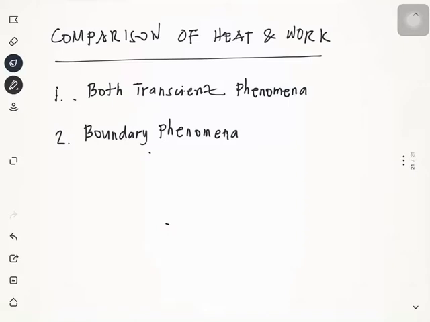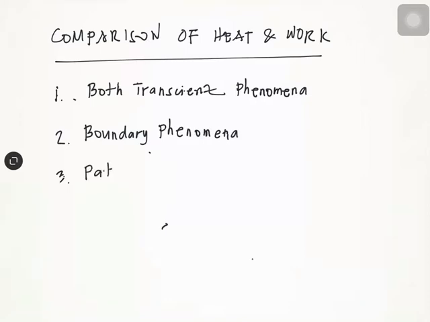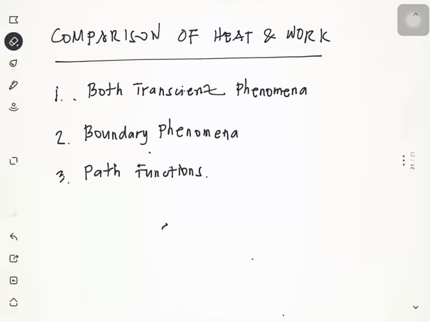Okay. Third. Both heat and work are path functions. They are path functions, because heat and work are not a property. So you have no work when there is no change of state. Therefore, from state 1 to state 2, we have that work, or from state 1 to state 2, we have that heat.